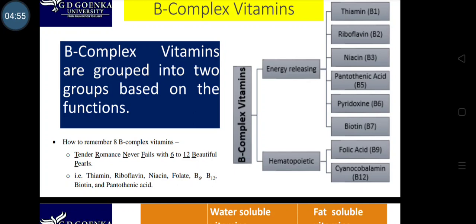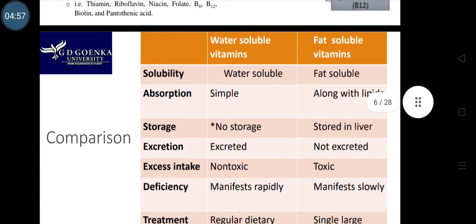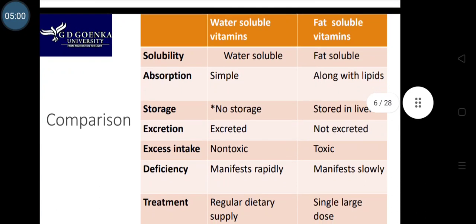Okay, so this is the comparison between water soluble vitamins and fat soluble vitamins. Based on the solubility, as we discussed in the previous slide, water soluble vitamins are soluble in water and fat soluble vitamins are soluble in fat. Absorption of water soluble vitamins is very simple, whereas fat soluble vitamins are absorbed along with lipids, so it is a little bit more complicated absorption for fat soluble vitamins.